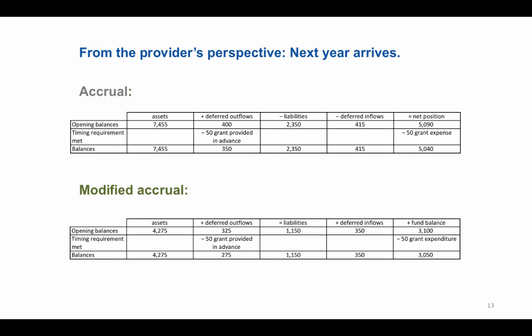At that point, they are eligible to receive the grant, and they start the application process, but they can recognize at that point a grant receivable and grant revenue.